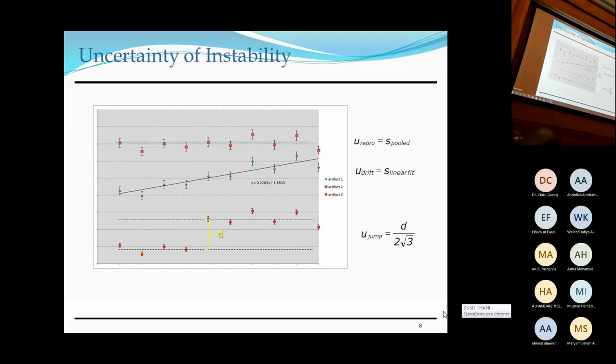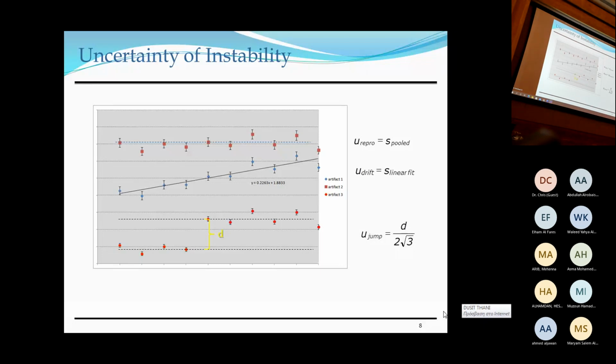So how do I estimate uncertainty with regard to instability? So here are three different situations. In the first case, the top, I have values which are all dispersed around a horizontal line, which is the average, the mean. So that's fairly stable, actually there's no systematic influence on this artifact.